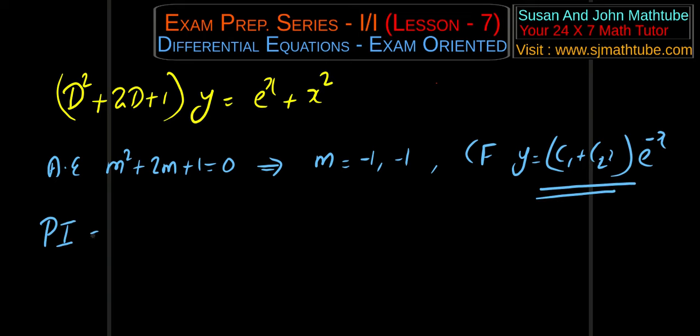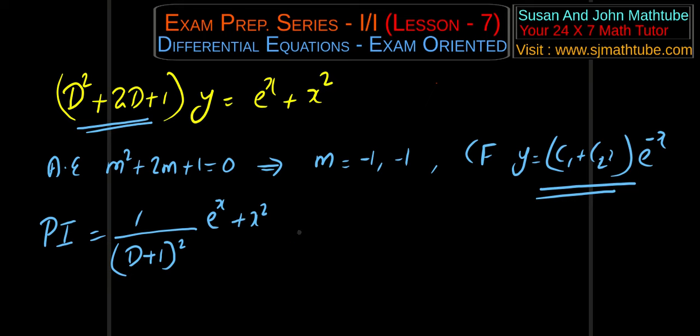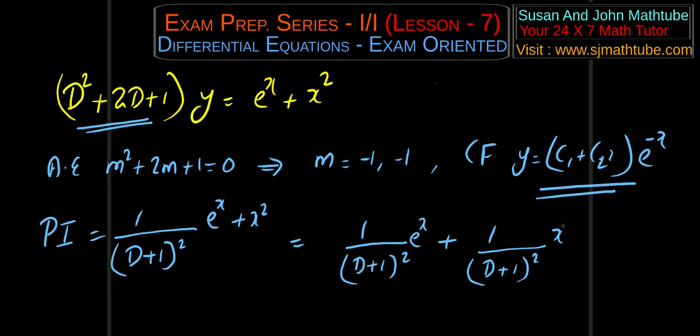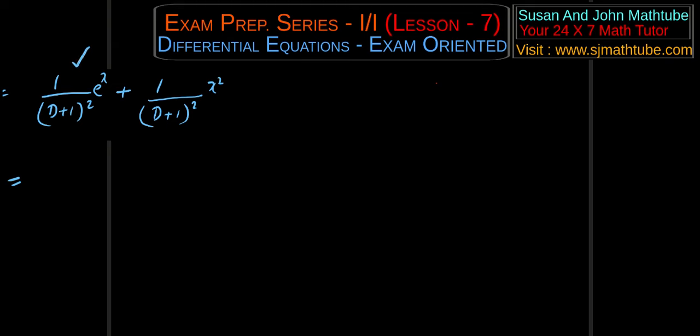Now time for PI, and that is equal to 1 by operator, and I can see that this is (D plus 1) the whole square, isn't it? 1 by (D square plus 2D plus 1) of (e power x plus x square) is equal to 1 by (D plus 1) the whole square of e power x plus 1 by (D plus 1) the whole square of x square. So look at this, this is type 1 and this is type 3. In type 1, the method is you replace D with the coefficient of x. So I get 1 plus 1, 2, 2 square 4, so that's done: e power x by 4.